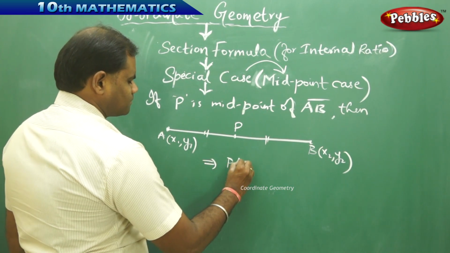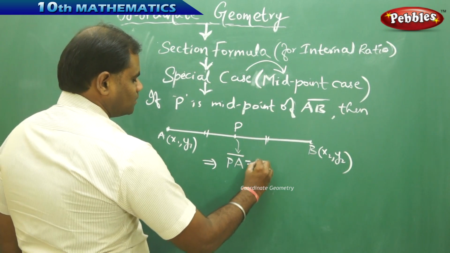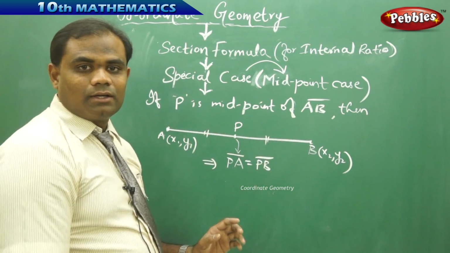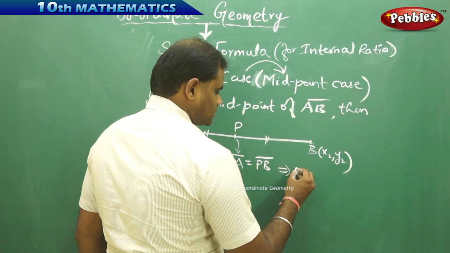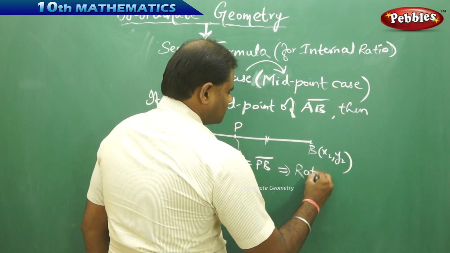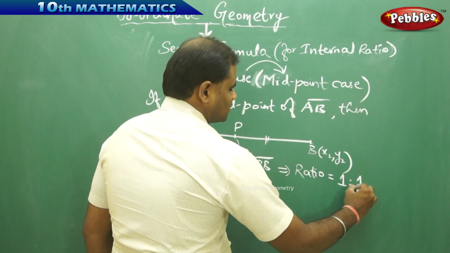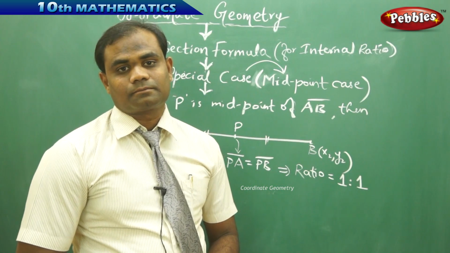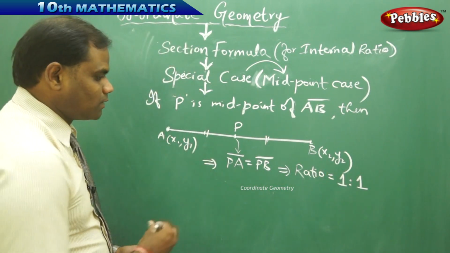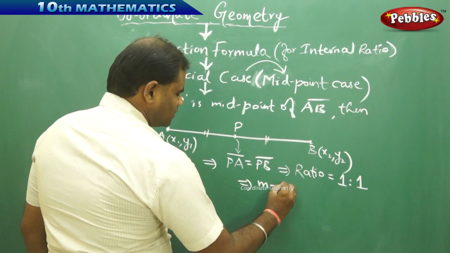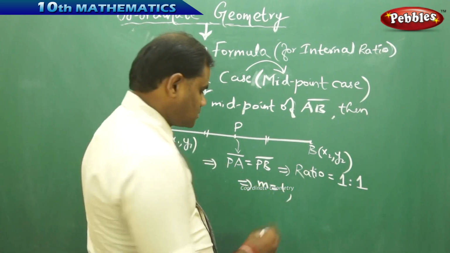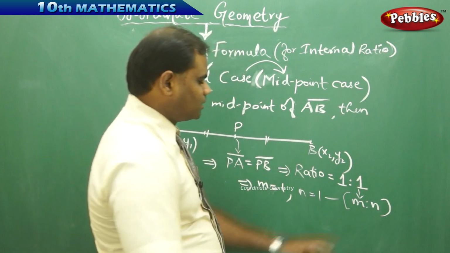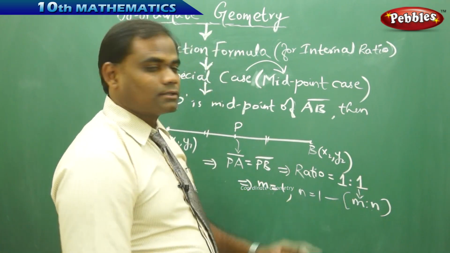That implies from here I get PA equals PB. So when these two distances are equal, I always get the ratio 1:1. This is very important: for a midpoint, the ratio is 1:1. So since the ratio is 1:1, my m equals 1 and my n equals 1. Since this is in the form m:n, with m equal to 1 and n equal to 1, I get the values of m and n.